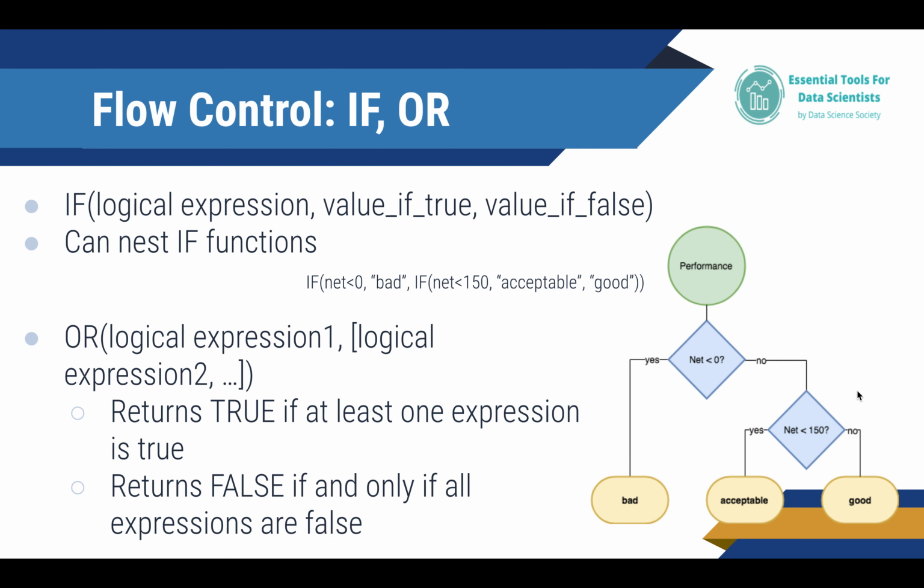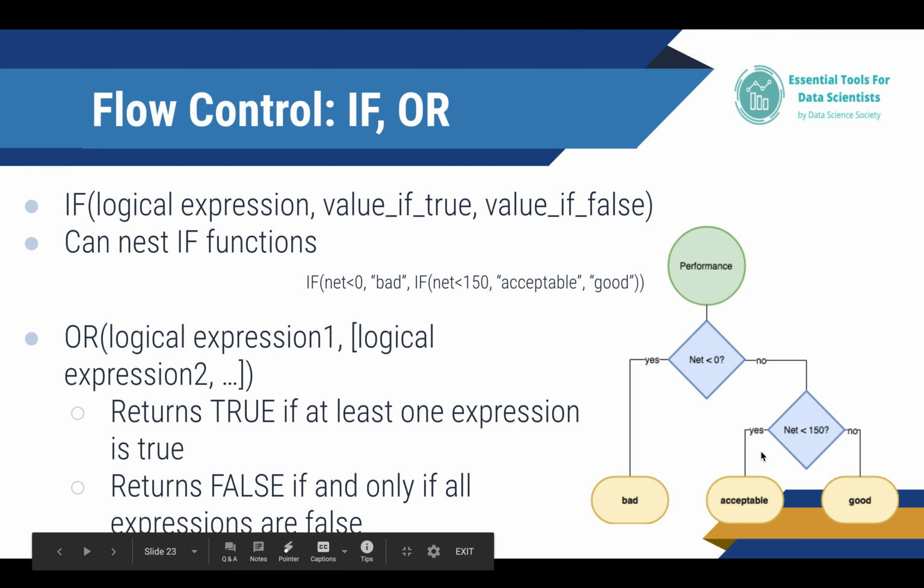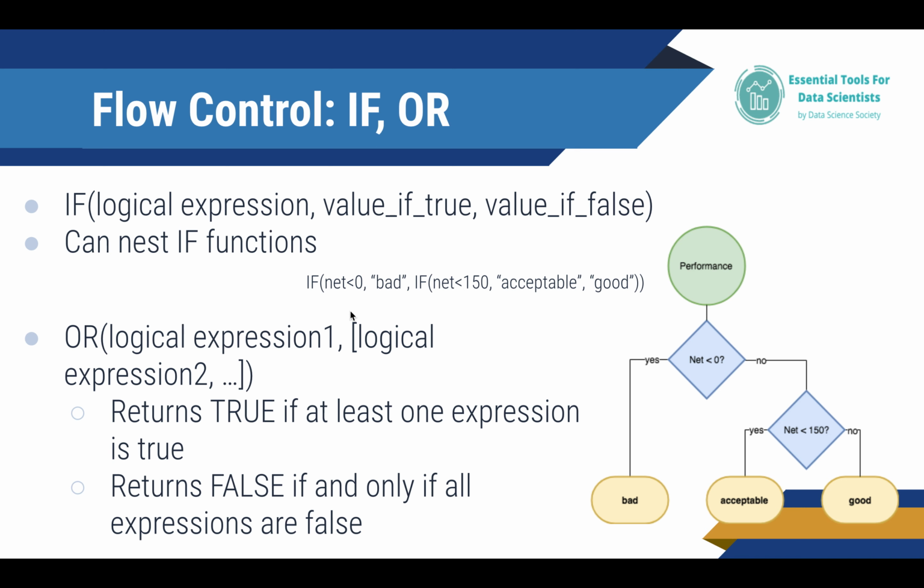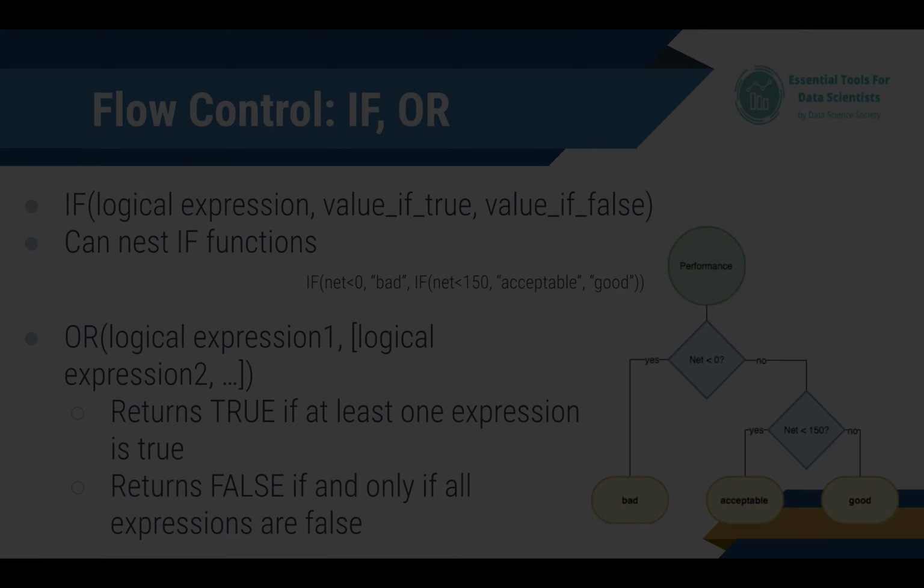I invite you to assign A1 to some value, say 2, then put this function into another cell and replace net with A1. You can kind of prove to yourself that this is correct and this will give you the results here. Or is another one of these flow controls. It takes at least one logical expression and returns true if at least one expression is true, and returns false if and only if all expressions are false.